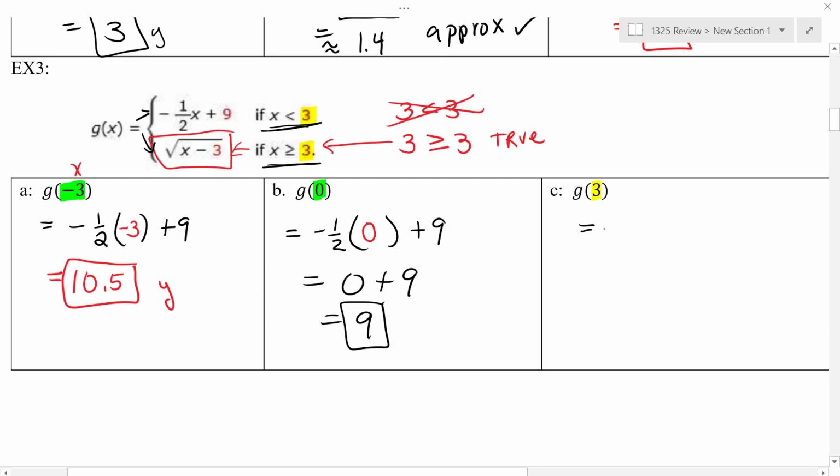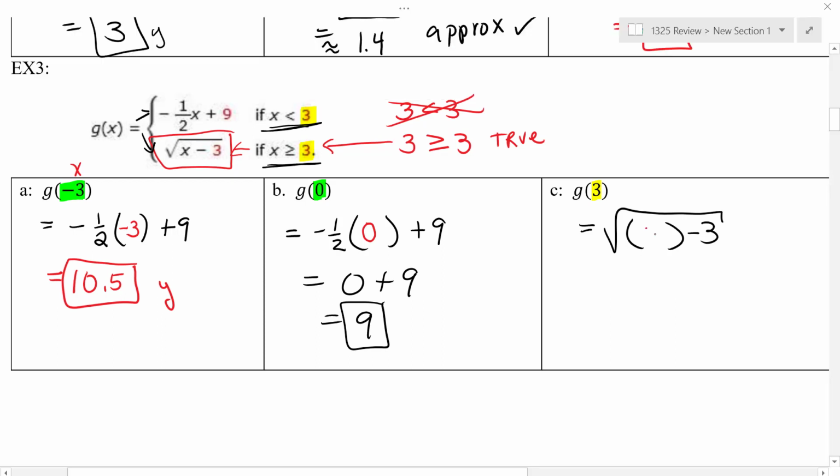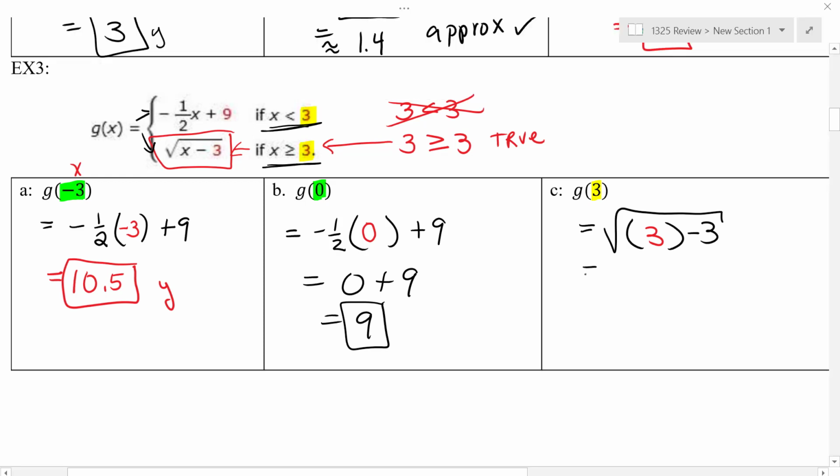Okay, so I'm going to write the square root of x minus 3, replacing x with those parentheses. Now I'm going to drop that 3 into the parentheses, and I'm going to simplify. 3 minus 3, that's 0. We always simplify everything underneath the square root first. So we have now the square root of 0. The square root of 0 is 0. You're welcome to use your calculator for that if you wish.